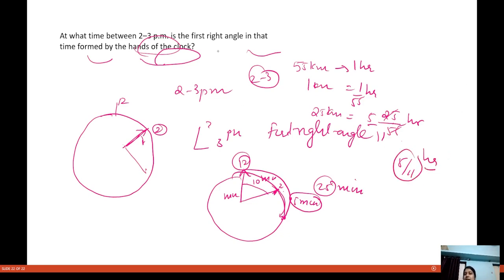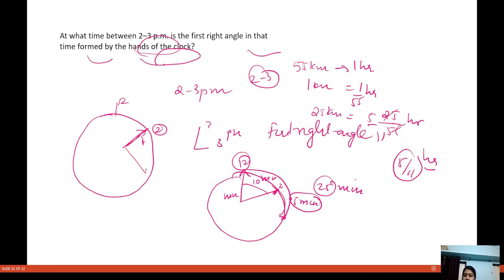Now it is asking at what time is the first right angle formed by the hands of the clock. So the first right angle between 2 and 3 is formed at 5 by 11 of an hour past 2 o'clock. Now we have to convert this 5 by 11 into minutes. We already know 1 hour is equal to 60 minutes.